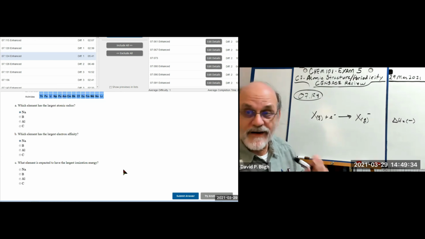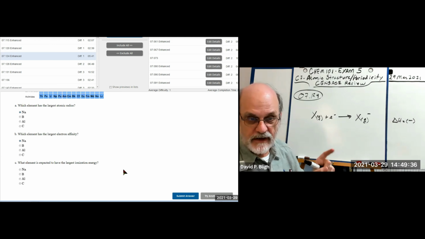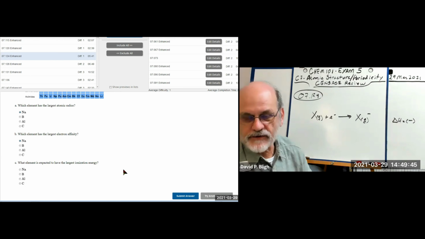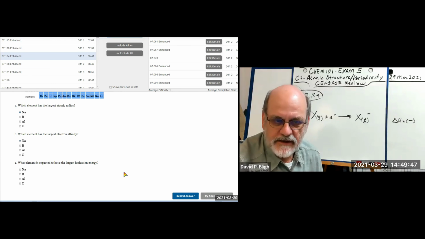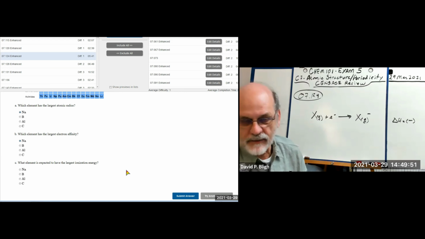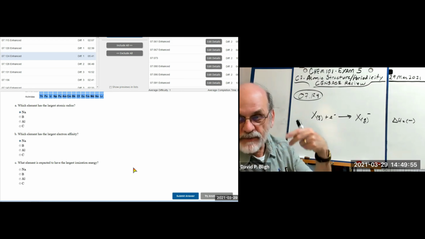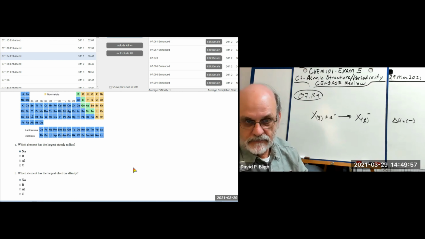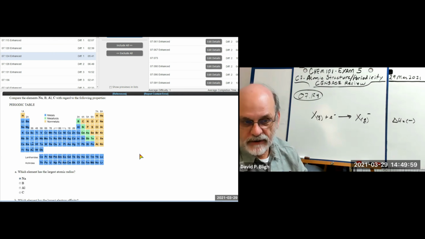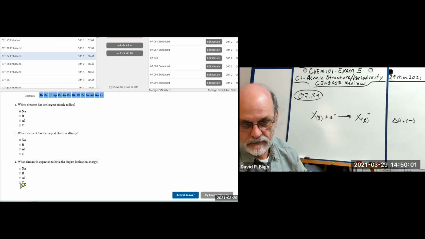Now, I could be wrong if I interpreted that wrong. If they're saying largest, maybe they mean largest absolute number, in which case it'd be just the opposite, it'd be carbon. But I'm going to leave it there and just see what happens. What element is expected to have the largest ionization energy? Okay, so this one is fairly simple. Largest ionization energy is up and to the right, which means carbon out of those four. Now let's see what we get.